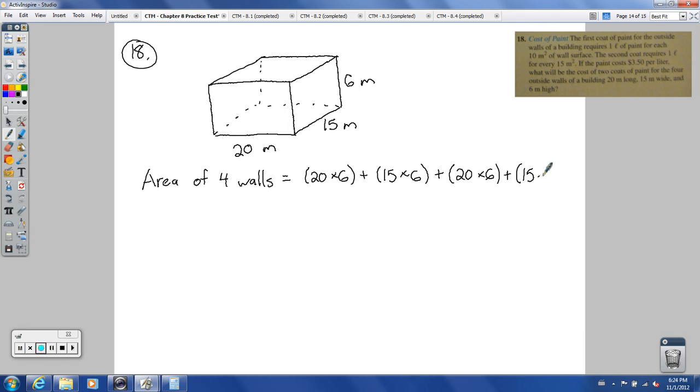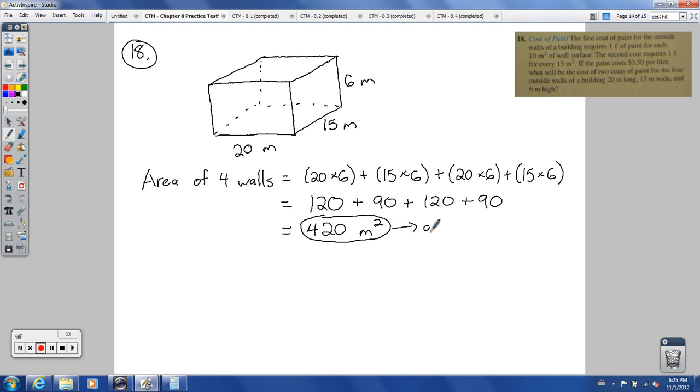Could you say you have 20 times 6 times 2 because there's 2 of them? Yeah. Could you say it's 15 times 6 times 2 and just add 2 times this and 2 times that? Just add that together? Yeah, it gets you the same thing. So that's fine. If you do it that way too, this will be 90 and 120. You got those things twice. Add all that together. You got 210 plus 210 is 420 meters squared. So this is how much area you have to paint. Let's make a little note of that. This is the area to paint.